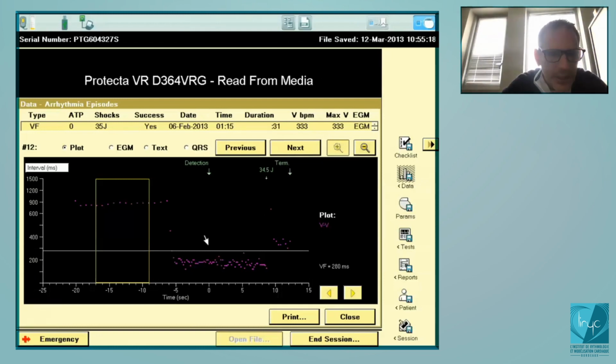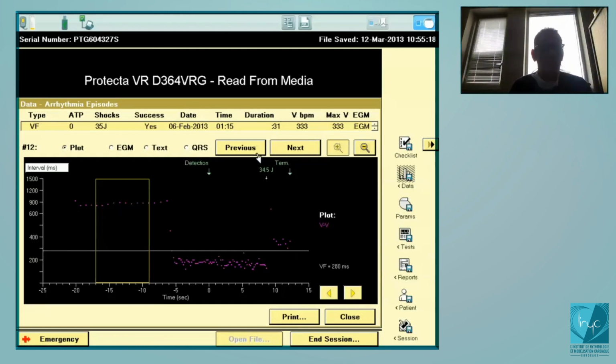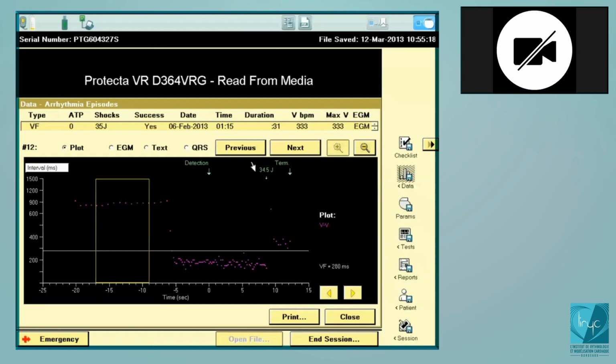Of course, you will have to check with the EGM at one time, but you see here the detection. And between this time and the shock, noted 34.5 joules, it's probably the capacitor charging. Yes, the charge of the capacitors. Okay. And then the episode ends.